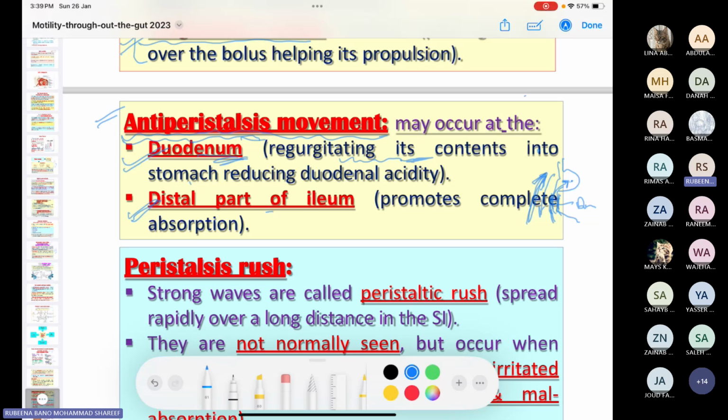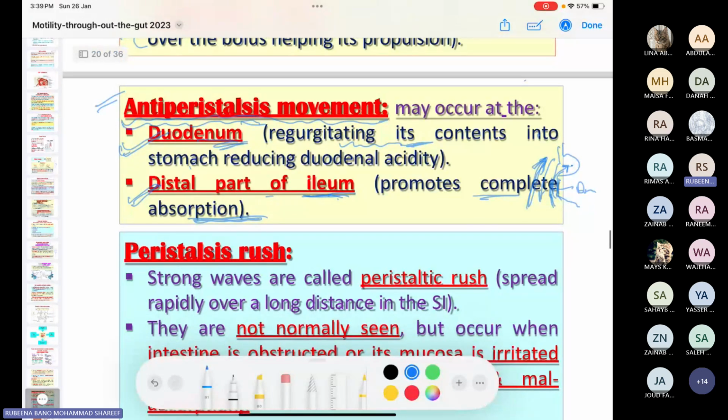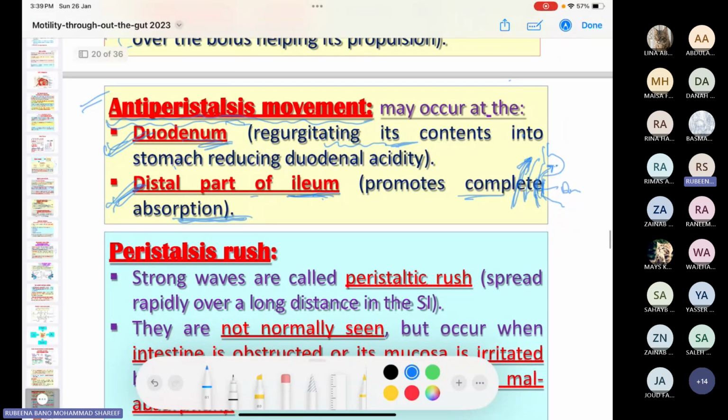Also, the distal part of the ileum regurgitates its content into the duodenum. Because of this, it will help in complete absorption. See, mainly the absorption takes place where? In the small intestine. So the chyme, or you can say the food, which remains in the small intestine for a longer duration, will have better absorption. Okay, so this is the purpose of anti-peristaltic movement.